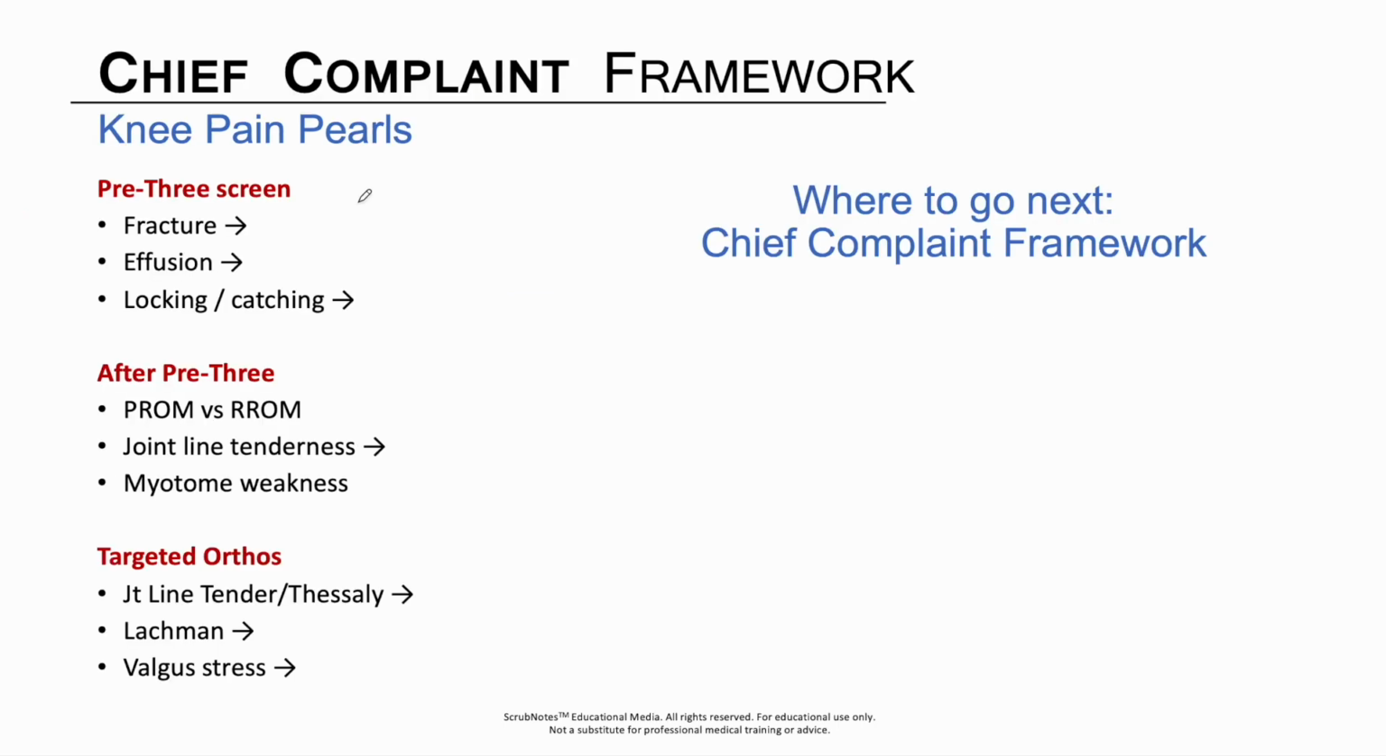To summarize the ScrubNotes MSK framework, first we run the pre-3 safety screen. Next, we look for pattern clues like twisting injury or mechanical locking. Then we use the diagnostic fork to determine which orthopedic clusters to run. When knee pain follows a twisting injury and mechanical symptoms are present, the most likely diagnosis is meniscus pathology. Once you start thinking about knee pain through these diagnostic forks, the entire evaluation becomes much smoother and more efficient.